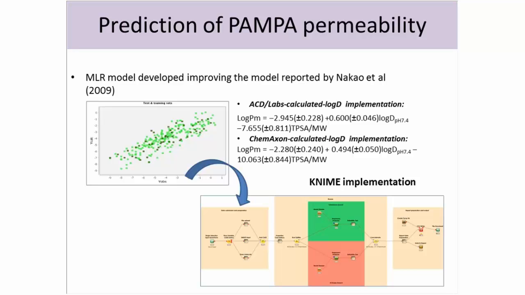Since there is no freely available software for the prediction of log-D, we developed two different QSARs based on calculated log-D. One used log-D data available from ChemSpider, and these data are log-D calculations by ACD Labs. And the other QSAR model is based on log-D data calculated by ChemAxon, and these data are available from Chemicalize. These two QSARs have been implemented in KNIME, and now Petko will show you how to execute this workflow using the web portal.